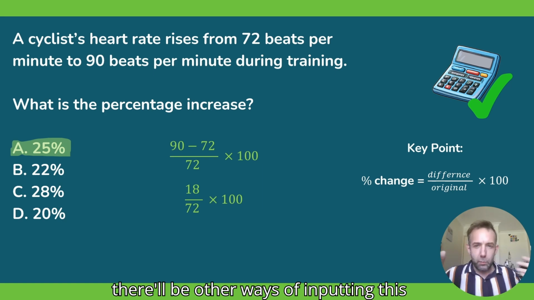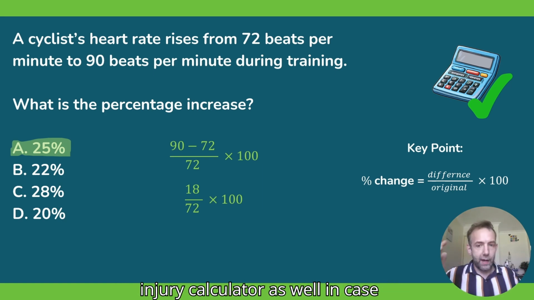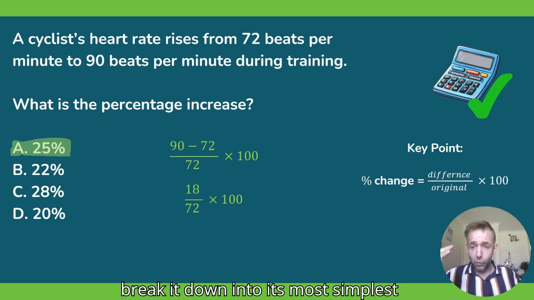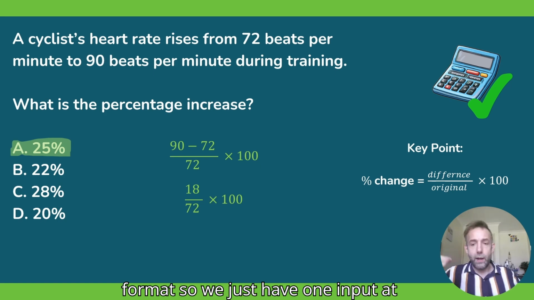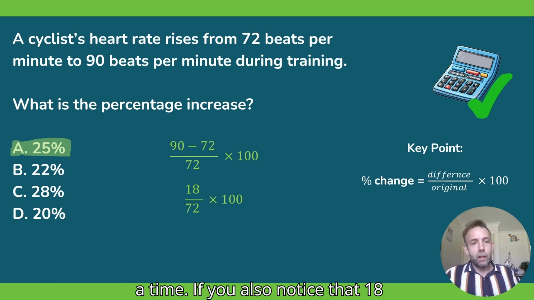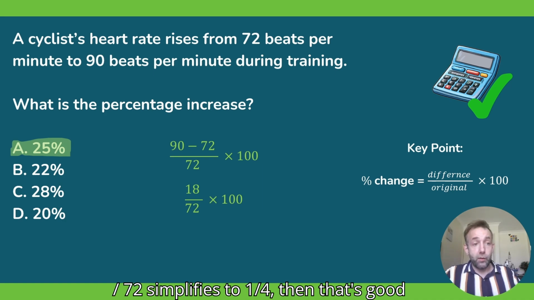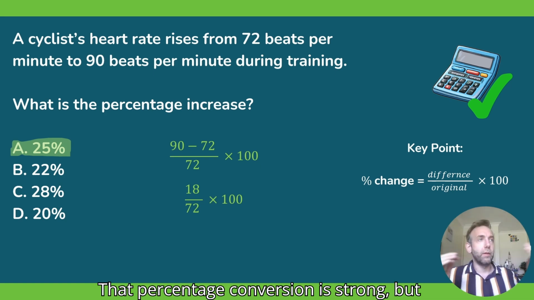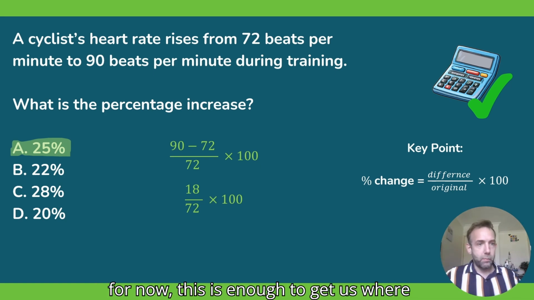Okay. There'll be other ways of inputting this into a calculator as well, in case anyone's wondering, but I'm trying to break it down into its simplest format. So we just have one input at a time. If you also notice that 18 over 72 simplifies to a quarter, then that's good as well, because your fraction, decimal, and percentage conversion is strong. But for now, this is enough to get us where we need to be.